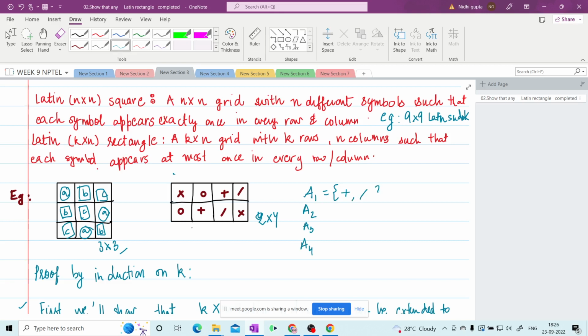Plus and divide. Similarly, the symbols for A2 here are multiplication and divide. For A3, circle and multiplication, and for A4 we have plus and circle. So these are the sets Ai.